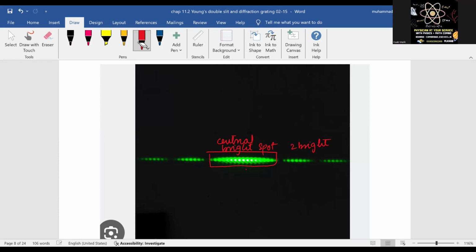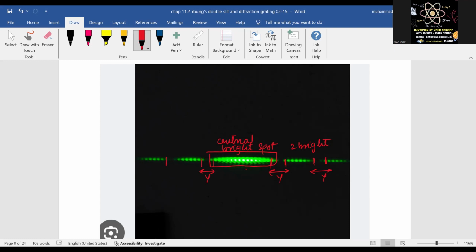Now we take the fringe separation as y over here. This will be your y, this will be your y, and this will be your y. So these are your fringe spacing. Fringe spacing means the distance between the two brightest spots, where the light appears. So this is your fringe spacing. Clear? Any problem?